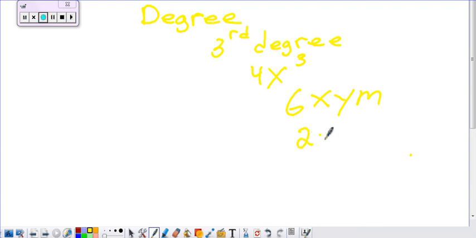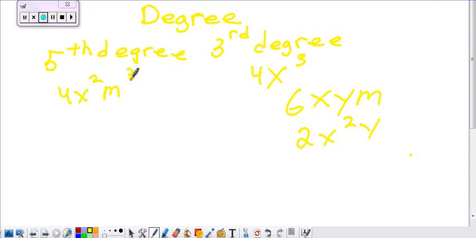Here's another one. It's the sum of the exponents of the variables in the term. 2 plus 1, third degree. Okay? Here's a 5th degree. 4x squared m to the third. The sum of my exponents equals 5.